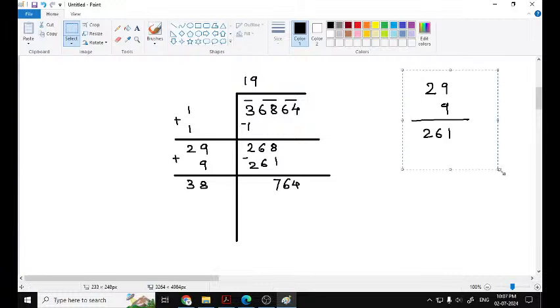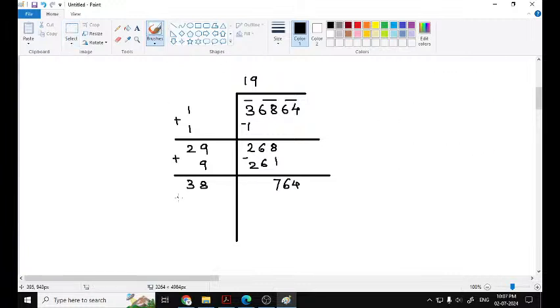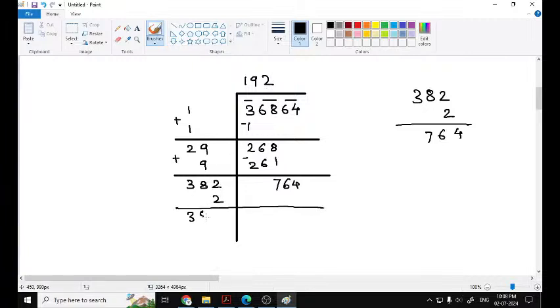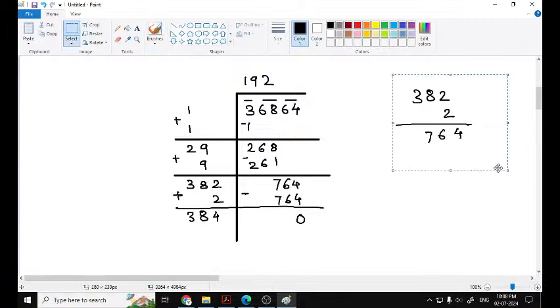Now there is a trick to find out the digit. Consider this and this. 3 2s are 6, which is smaller than 7. So we tried 382 into 2, that is 764. So the last digit is 2. We add these numbers here and subtract the product of these numbers, that is 764, and the answer is 0.